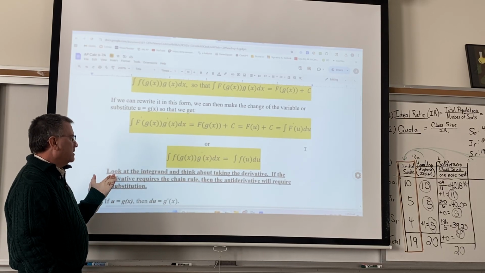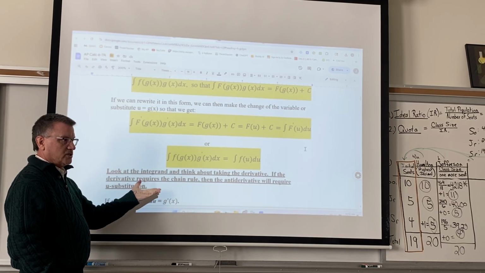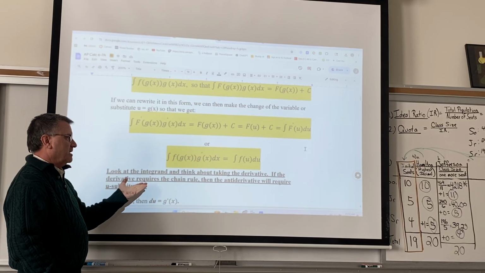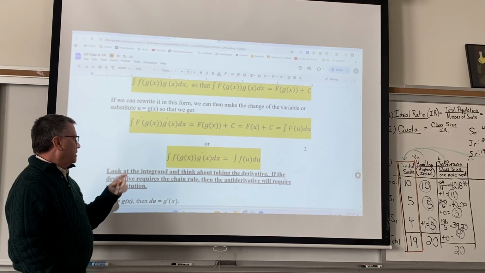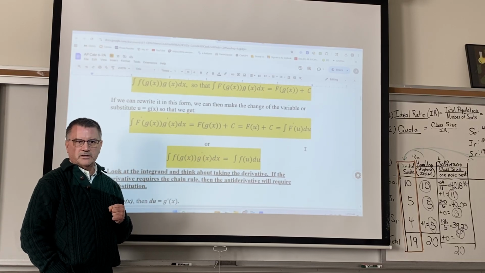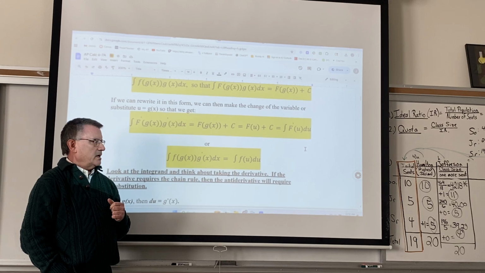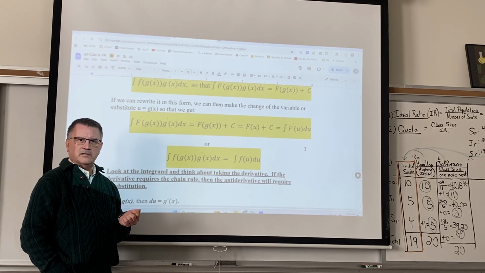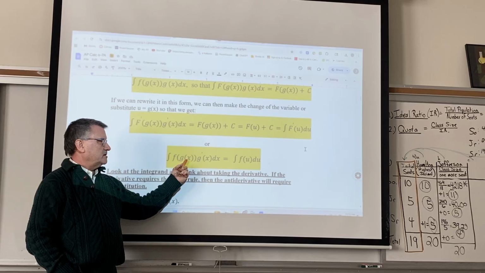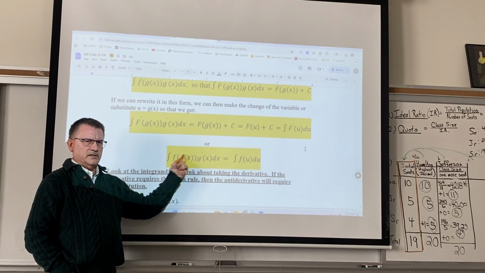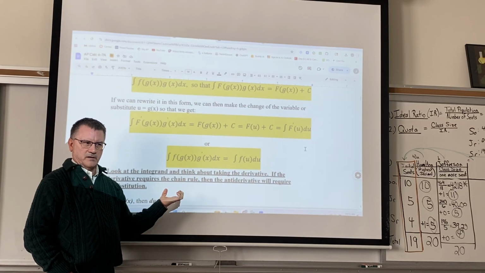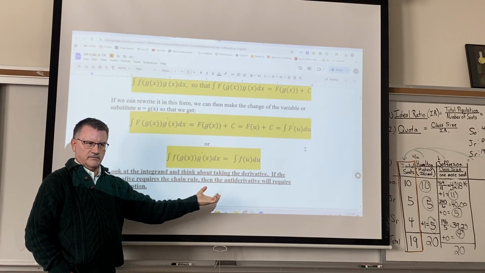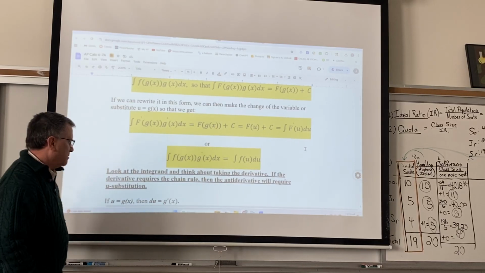So here's what we want to do: look at the integrand and think about taking the derivative of it. If the derivative requires the chain rule, then the antiderivative is going to require u substitution. Look at the most complicated part of the integrand and see if I took the derivative of this thing, do I see part of that in there? That's what I look for. I look for the complicated part, and then I just say, if I took the derivative of it, do I see that or some of it?